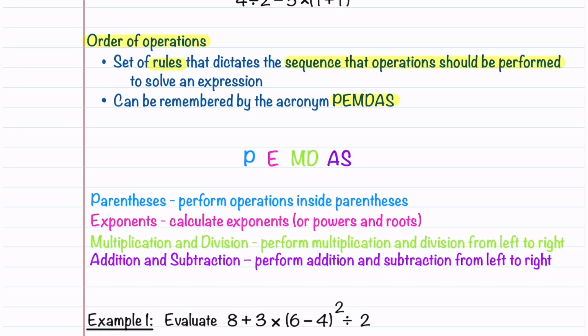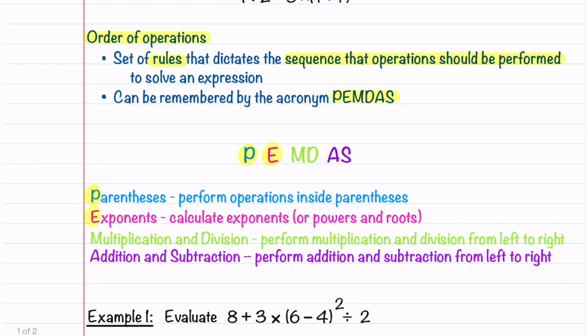When you're simplifying an arithmetic expression, the first operation that you need to do is denoted by the letter P. It stands for parentheses, and you first need to perform the operations that are inside the parentheses. The second operation is denoted by E, which stands for exponents. For this operation, you need to calculate exponents or powers and roots.